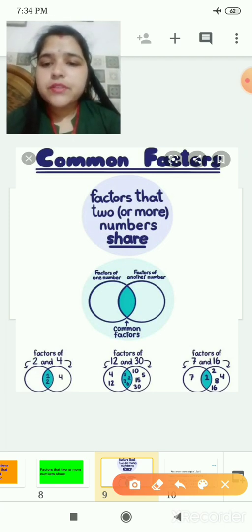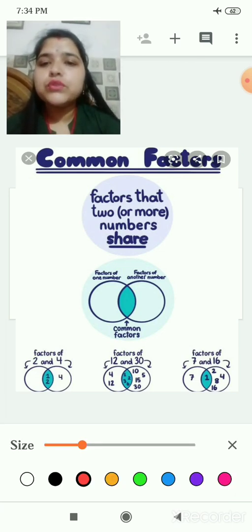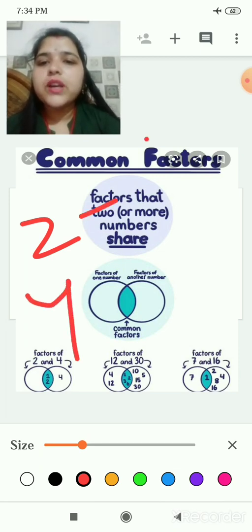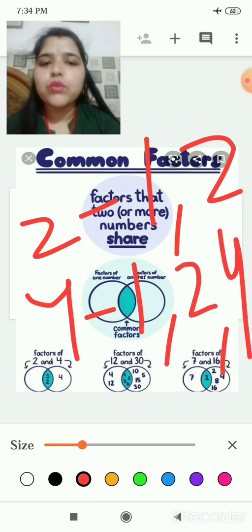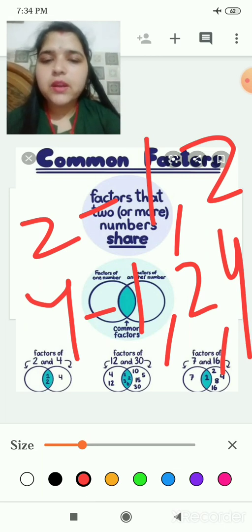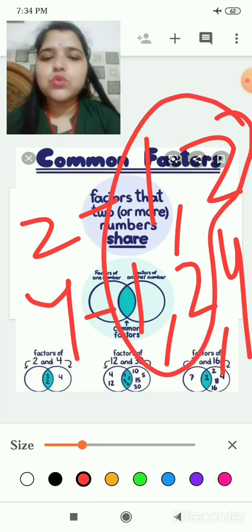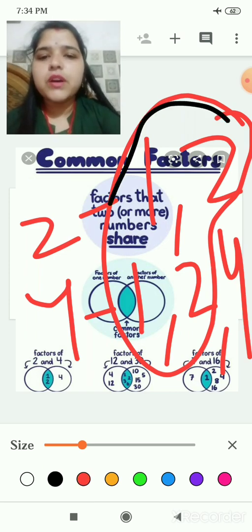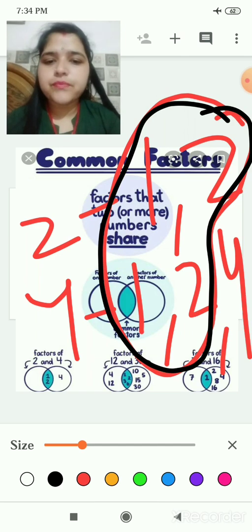Same way it is given here, factors of 2 and 4. Okay, what will be the factor of 2 and 4? 2 will come in the table of 1 and 2. 4 will come in the table of 1, 2 and 4. So in terms of this type of diagram, you will see what will be common. This 1 and 2 will be common for both.